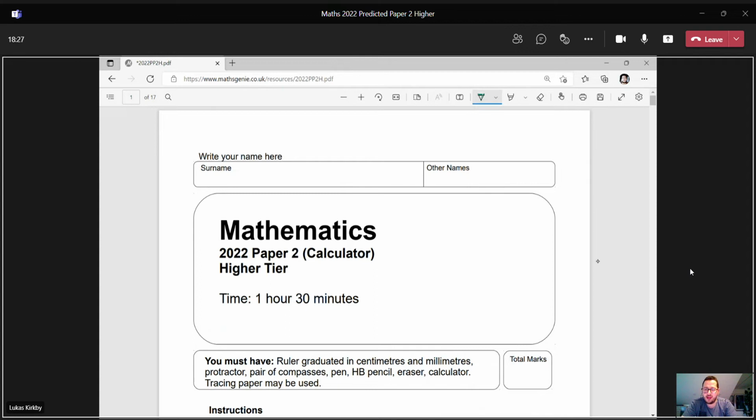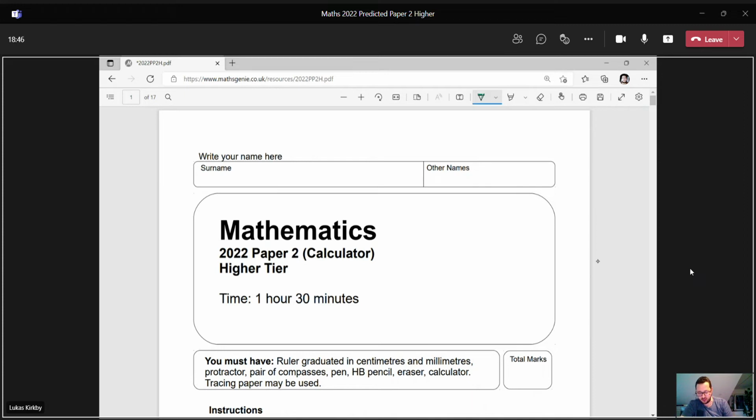Hello, so welcome back. Today we're going to look at a predicted paper 2 higher tier for the upcoming GCSE exam, which I think is on June the 8th. So this is a calculator paper. We're going to just have a crack at it. But as always, let's just have a sneaky peek at the page to start with.